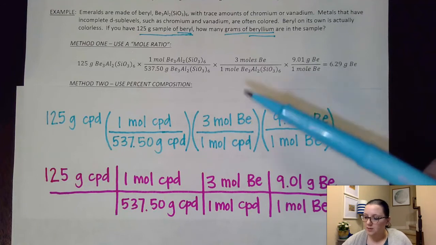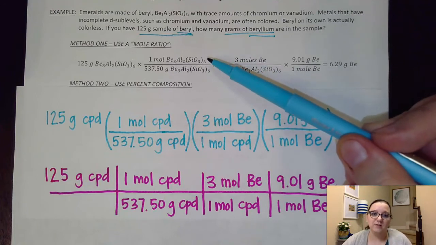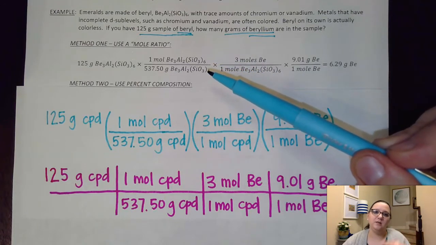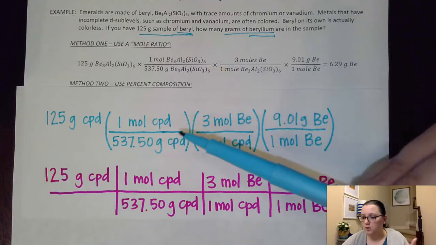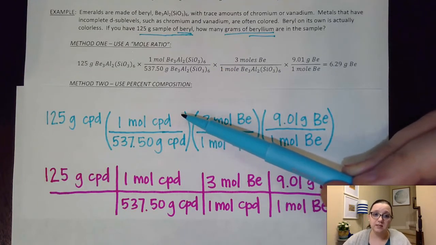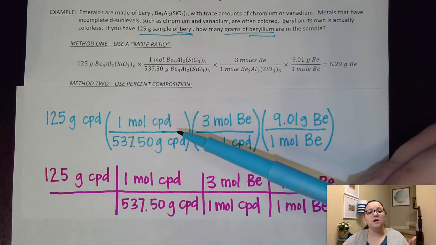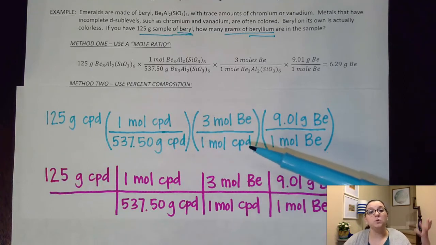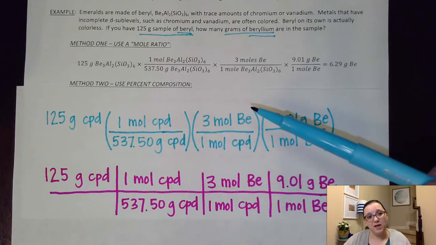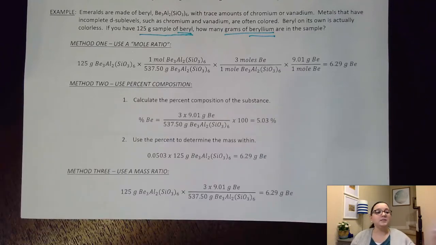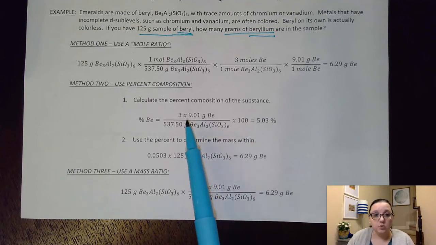Also, I want to point out, instead of writing this whole compound every time, if you're in terms of the compound and you want to shorthand your work a little bit, you could use CPD as an abbreviation for compound. That way you can make sure you address where you transition between the compound and the element within.